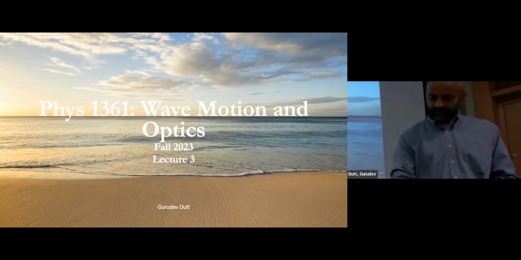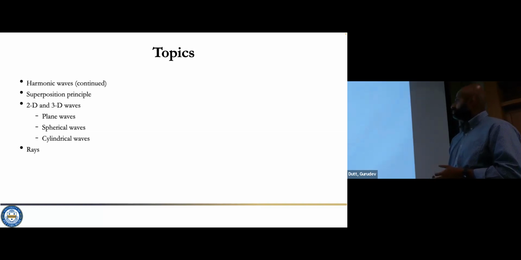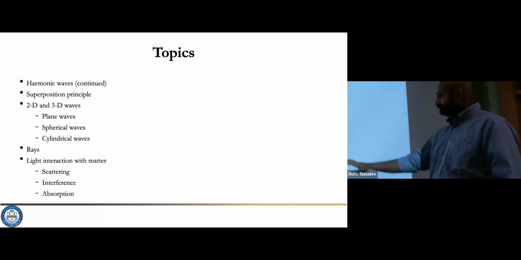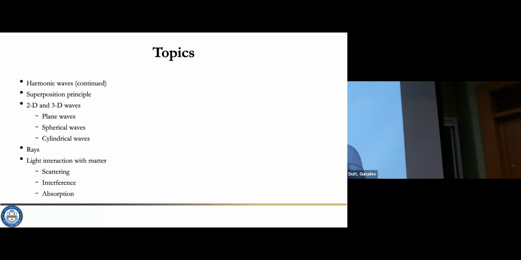I'll start out by quickly talking about the topics for today's lecture. We'll be continuing our discussion on harmonic waves. I'll give a quick introduction to superposition, as it becomes important for some of the discussions we'll have about light interactions with matter. Then we'll talk about 2D and 3D waves, different types of 2D and 3D waves, and rays. And if we have time, I wasted quite a bit of time at the beginning, but hopefully we'll have enough time to talk about light interaction with matter as well.